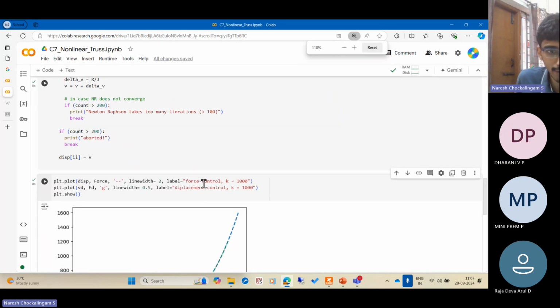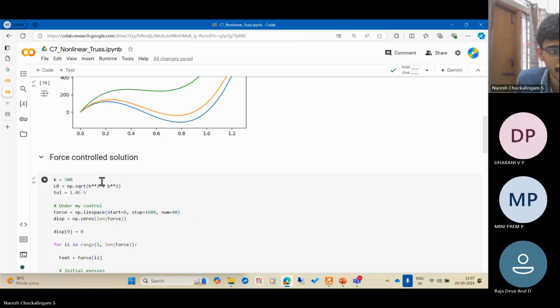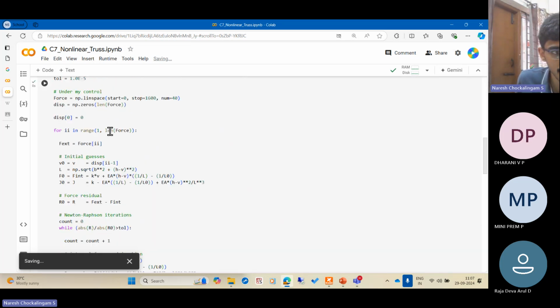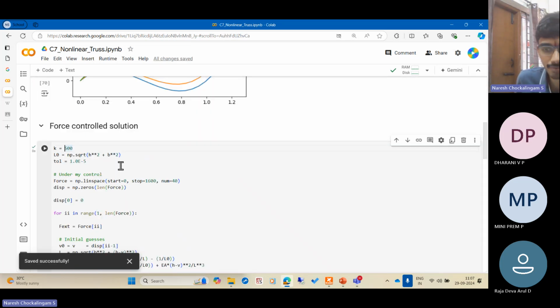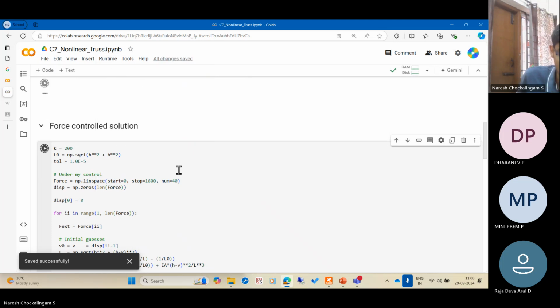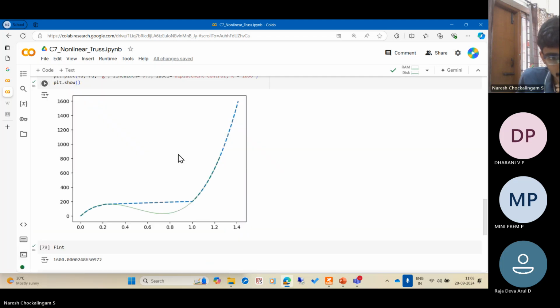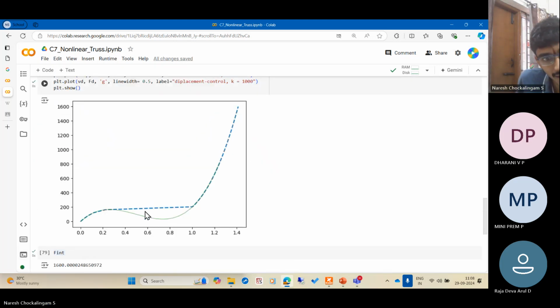Now, let me make this value even smaller. Let me make it just 200, and here also I'll run for k 200. So this is 0, 100, and 200. What happens here? The difference is getting large.